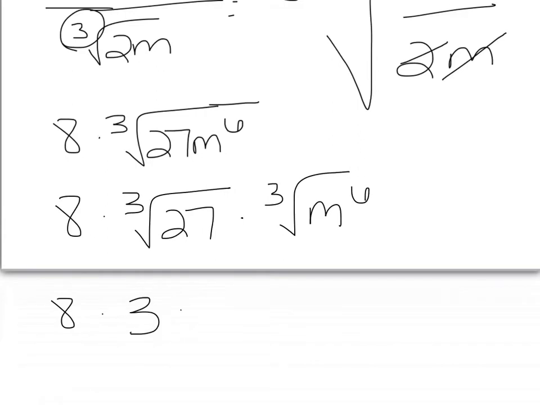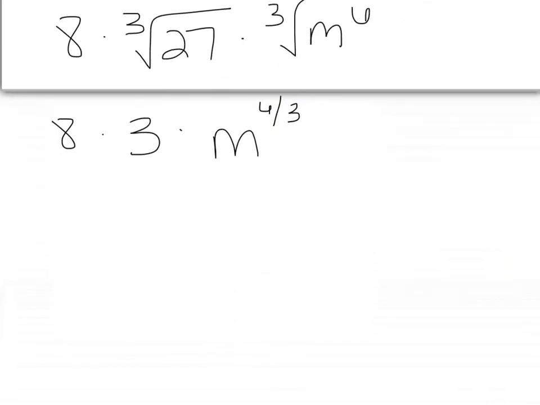And if we want to figure out the cube root of m to the 6th, we just take our exponent and divide it by our index. So it becomes 6 divided by 3. So this becomes m to the 6th divided by 3. And we know that 6 divided by 3 is just 2. So this becomes 8 times 3 times m squared.